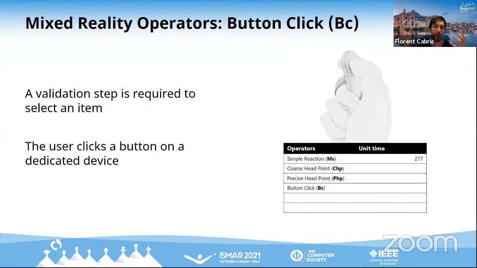Once the cursor is on the target, a validation step is required to select it. This validation step can be done either with a dedicated device or with a mid-air gesture. Usually, HMDs are delivered with a dedicated device with a physical button to validate a pointing or to select a command. The action of clicking on a button on a physical device is modeled by the button click operator in our KLM.